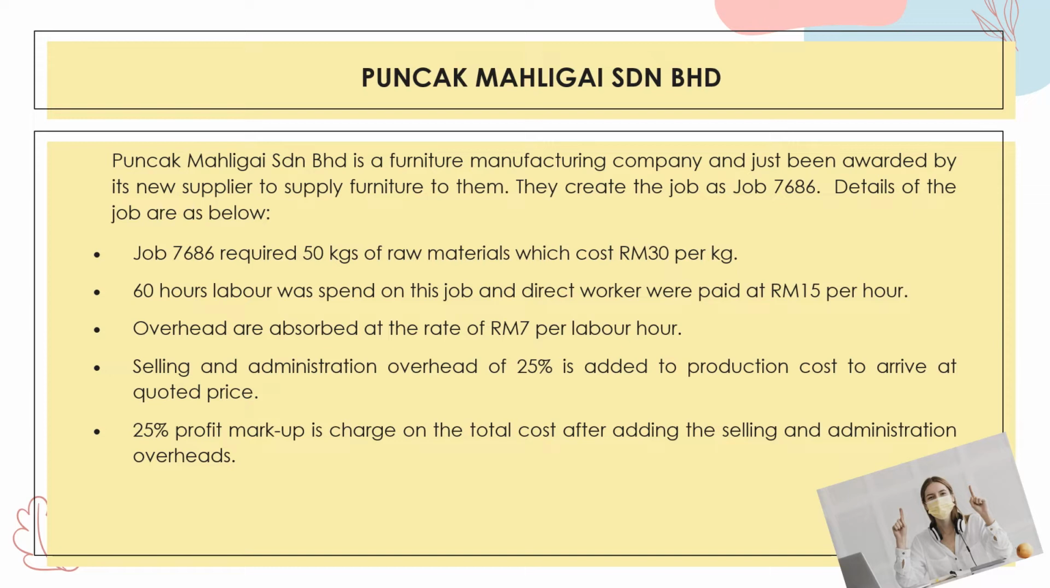Job 7686 required 50 kilograms of raw materials which cost RM30 per kilogram. 60 hours of labor was spent on this job and direct workers were paid at RM15 per hour. Overhead is absorbed at the rate of RM7 per labor hour. Selling and administration overhead of 25% is added to production cost to arrive at quoted price. And the last one, 25% profit markup is charged on the total cost after adding the selling and administration overheads.